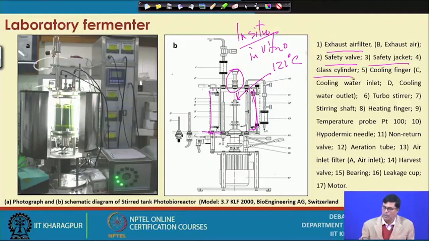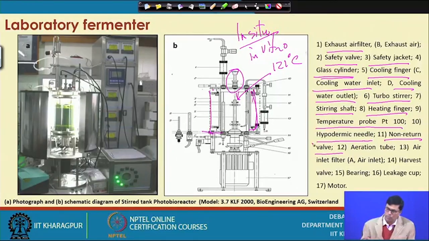Then you have this glass cylinder, which is the reactor, cooling finger used for cooling purpose, cooling water inlet, cooling water outlet, and turbo starter, then starting shaft, heating finger, a temperature probe. Then a hypodermic needle for aseptic sampling purpose, we can do that.